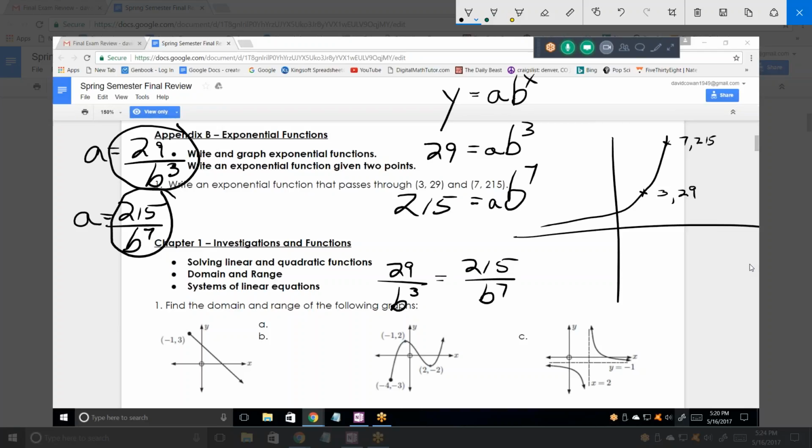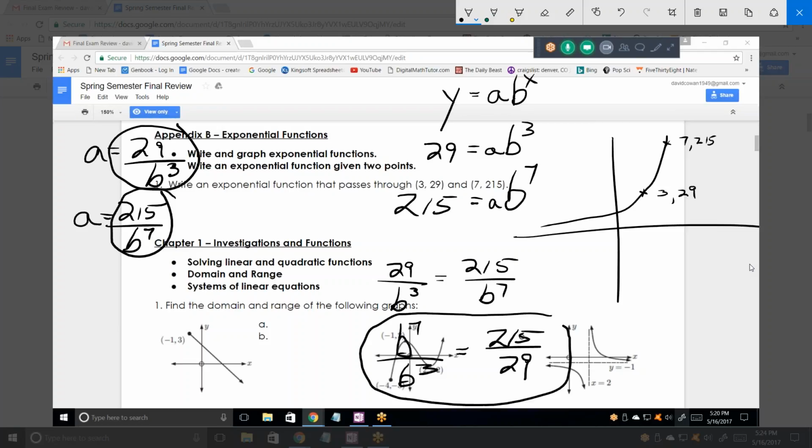Basically, we're going to end up doing what you probably wanted to do in the first place, which is 215 divided by 29 is equal to b to the 7th divided by b to the 3rd. In other words, you took that second equation and you divided it by the first one. And when we did that, we got this. Only it took me a lot longer to get there. So I like that you divided the two equations.